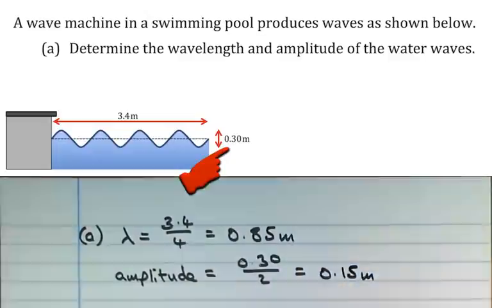0.15 meters. Now we'll talk a little bit later about water waves and what they share in common with other types of waves like the electromagnetic spectrum, and I guess how that differs from sound waves. That's something that's coming up later.